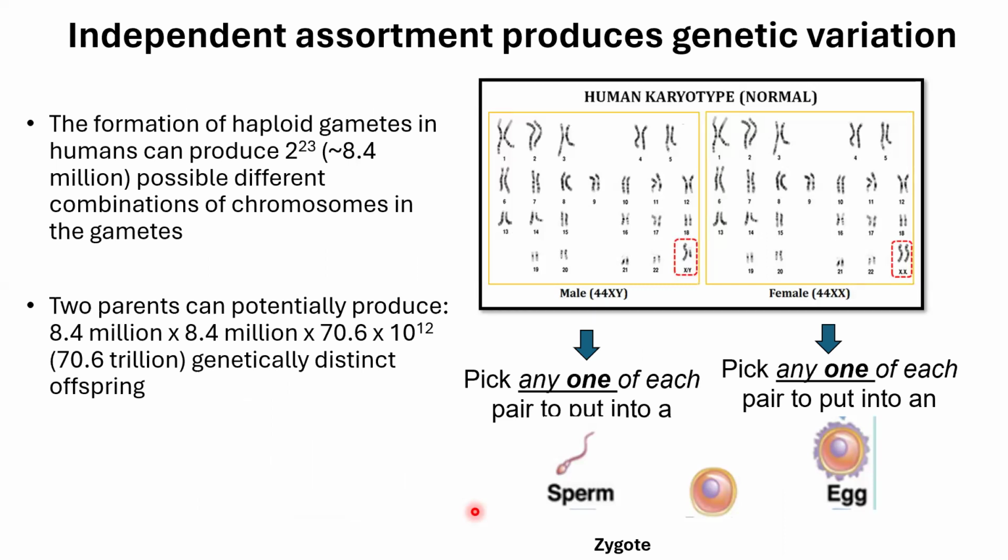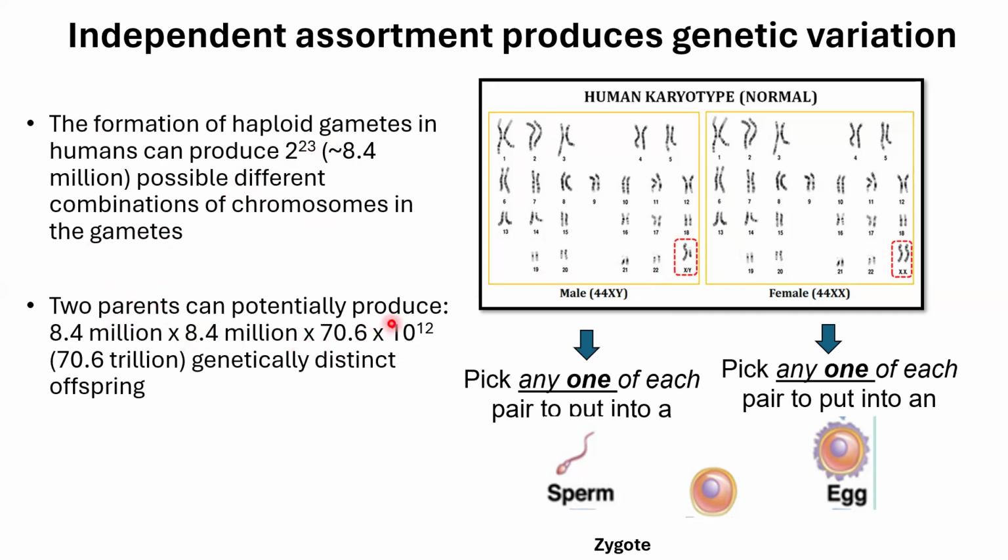One fact about independent assortment, as we know, is that it increases the amount of genetic variation. If you pick one of each pair into the sperm and one of each into the egg and form that zygote, you can have about 2 to the 23rd. So 2 to the number of chromosome pairs an organism has is the amount of combinations you can have. Because we have 23 sets of chromosomes, we get about 8.4 million combinations of chromosomes that you can have in the gametes themselves.